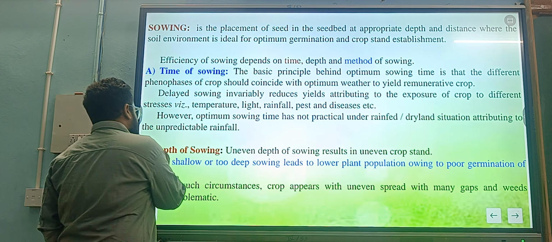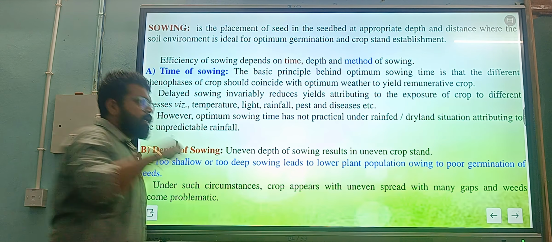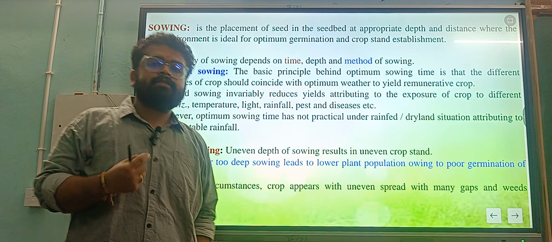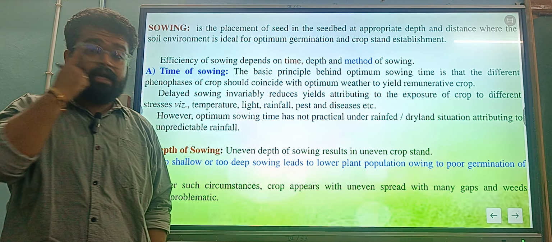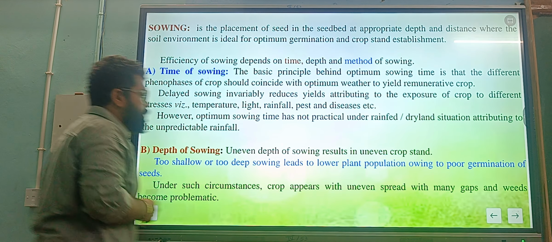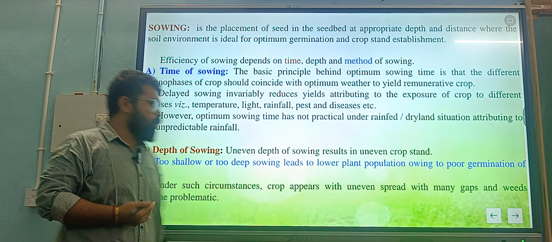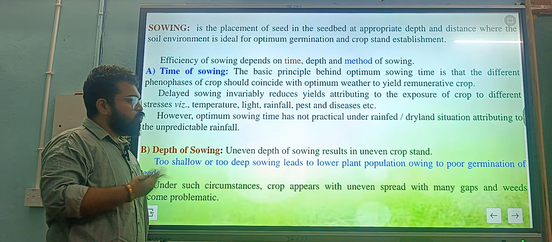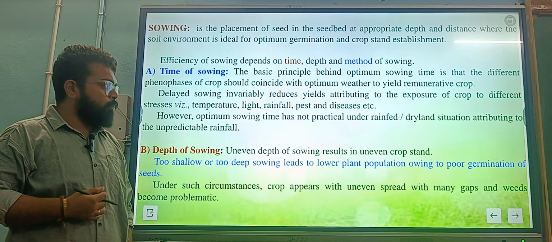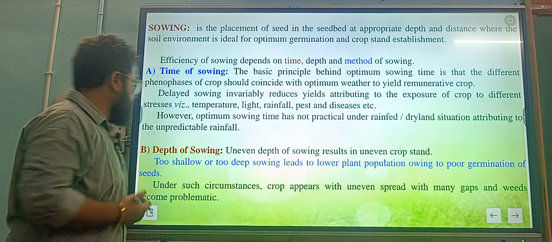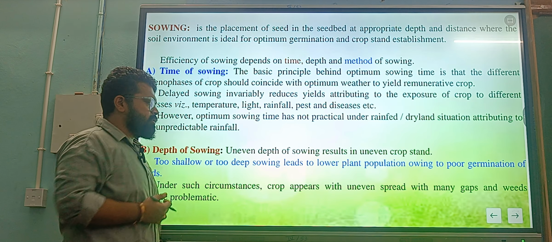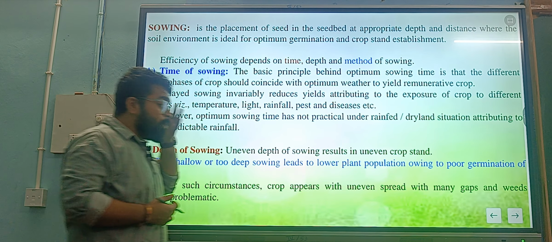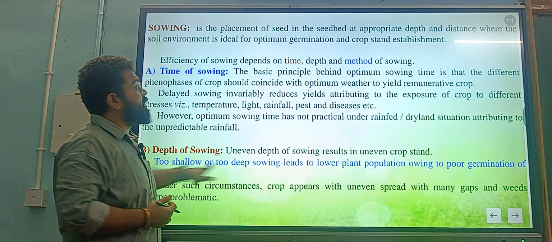The next is the depth of the sowing. At what depth you have to place the seed such that the seedling emerges at a better rate. You see here, uneven depth of sowing results in uneven crop stand. Too shallow or too deep leads to lower plant population owing to poor germination of seeds. Under such circumstances, the crop appears to be unevenly spread over the entire field.